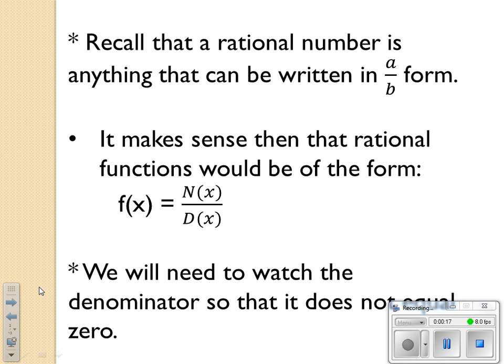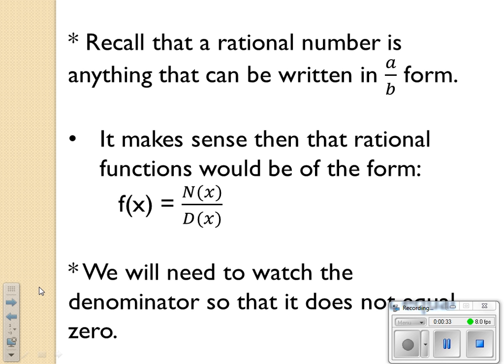All right, so on page 312 in your book, rational numbers we've talked about in our past before, so that's a wording that you should be familiar with. Remember that rational numbers were anything that can be written in the form of a over b. Okay, so rational numbers were anything that could be written like a fraction.